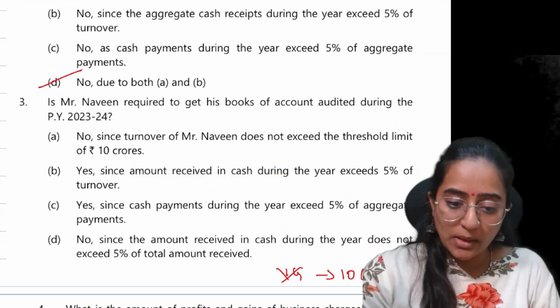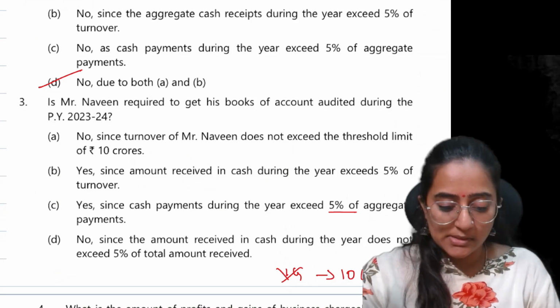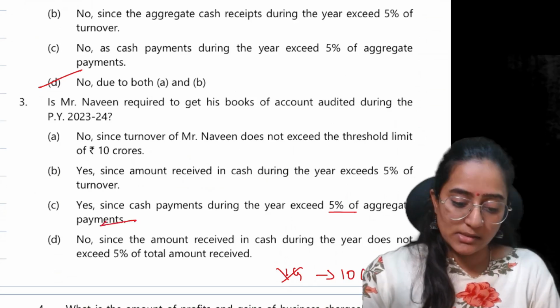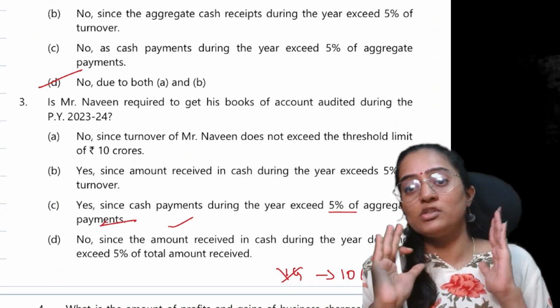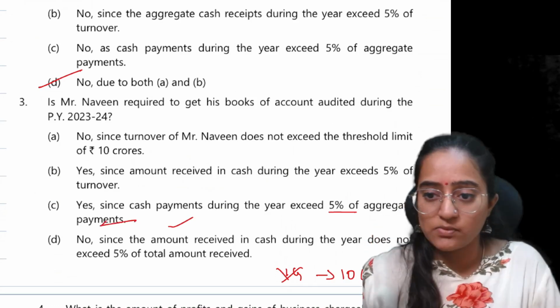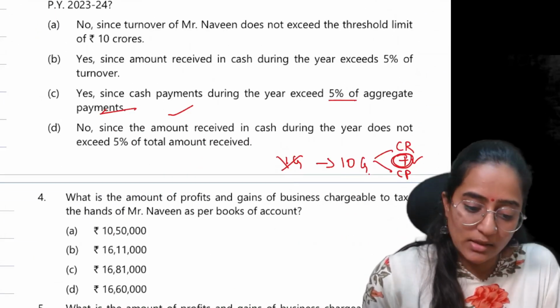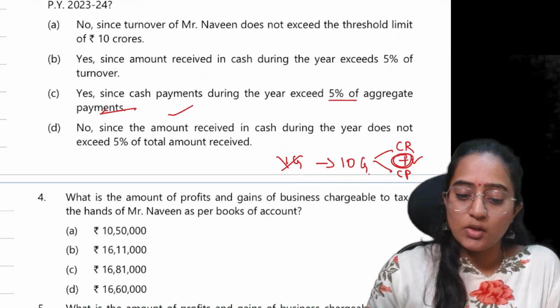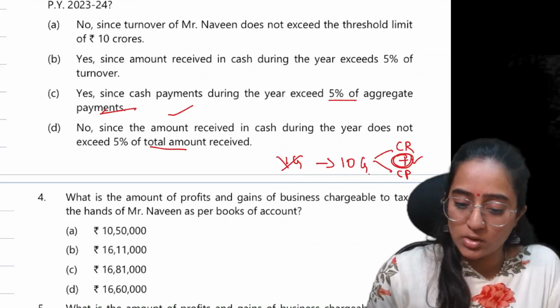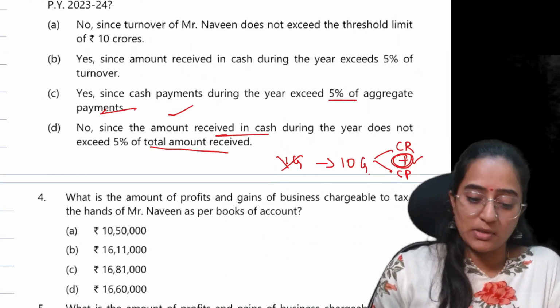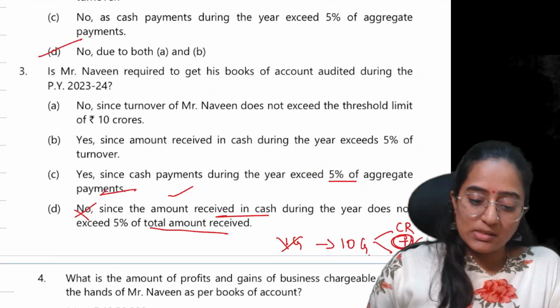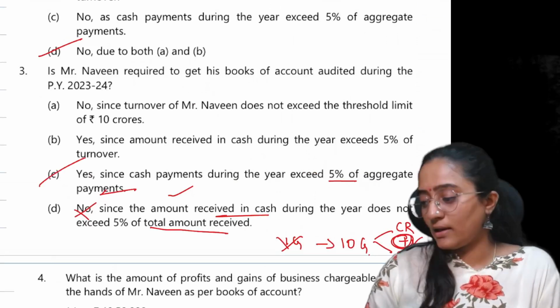Since the cash payments during the year exceed 5% of the aggregate payment, yes, this is considerable. We'll look into the next option also. Don't jump. We'll look into the last option as well. No, since the amount received in cash during the year does not exceed 5% of the total amount received. Again, they're speaking about the total amount, they're speaking about the cash, but no is not the answer. So, what is your correct answer, people? C is your correct answer.